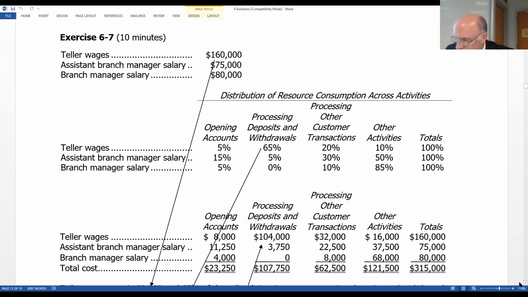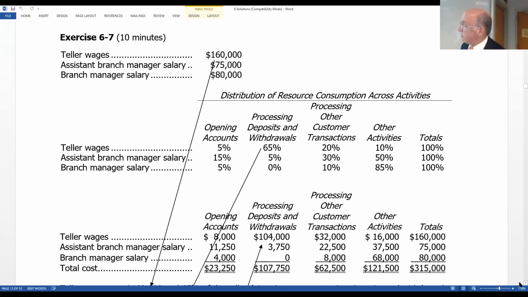So the requirement at the top of page 259: prepare the first stage allocation for the activity-based costing study using Exhibit 6-6 as an example. So you can structure it like this. You can have a separate column for each item, opening accounts, processing, and so forth. And then teller wages, assistant branch manager, like they do there, with the percentages that are given.